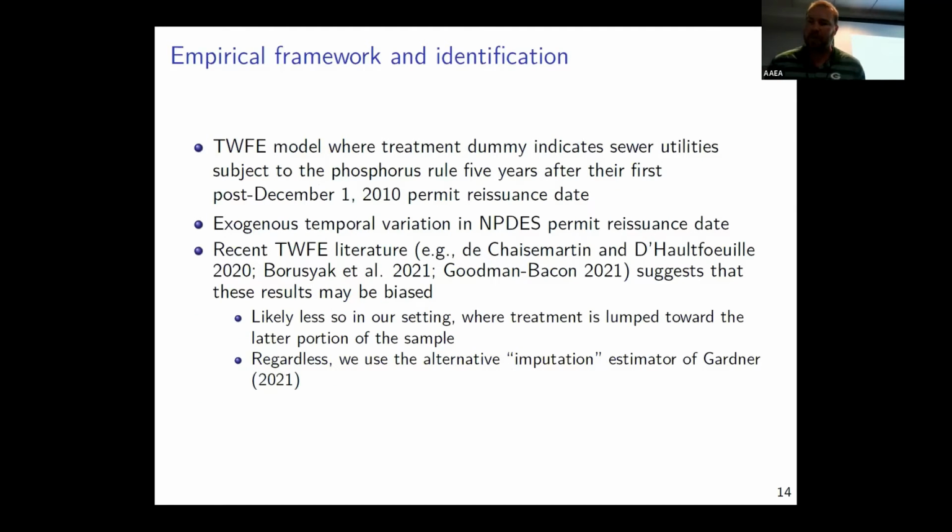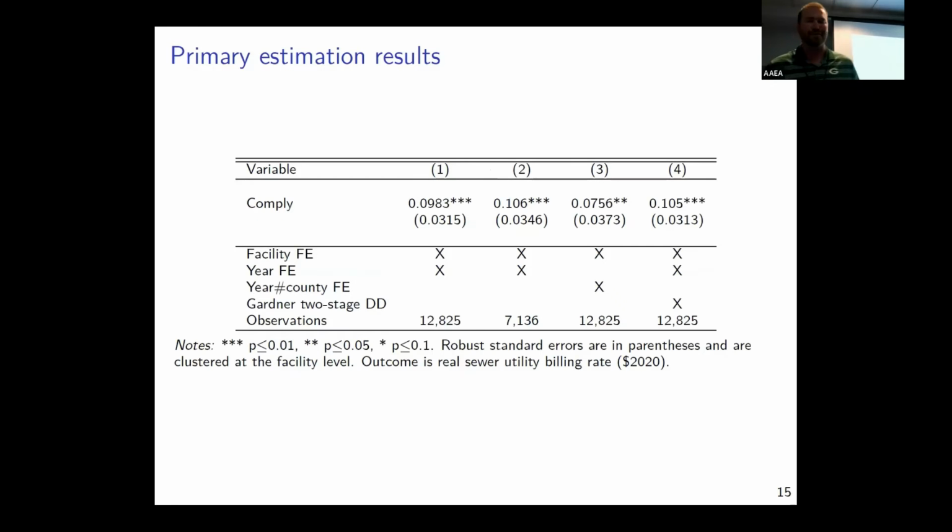So our empirical framework, like I mentioned, is a very nice setting for us. It's a two-way fixed effects model where treatment is that you're now subject to this Wisconsin phosphorus rule. We're using this exogenous temporal variation on the reissuance of that permit date. So our treatment is going to be, BAM, 5 years after your first permit reissuance. And then we do all the recent stuff that you have to do with two-way fixed effects. This is where we find the effect of this law, the phosphorus rule.